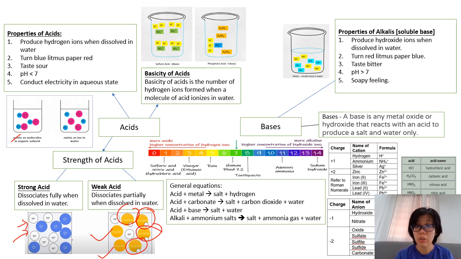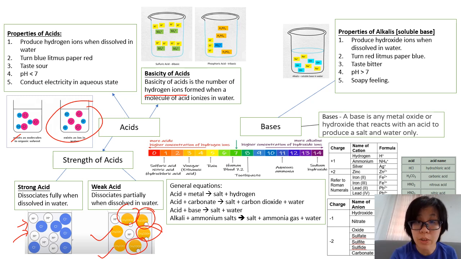So the next thing we need to know is the basicity of acids. What is basicity? It's the number of hydrogen ions formed when a molecule of acid ionizes in water. So for example, if you see HCl, HCl only has 1 hydrogen ion per acid molecule. So you call this monobasic because it's 1 hydrogen ion per acid molecule. Then for this one, the sulfuric acid is called dibasic because for every sulfuric acid molecule, there are 2 hydrogen ions.